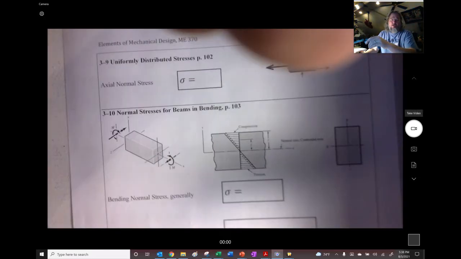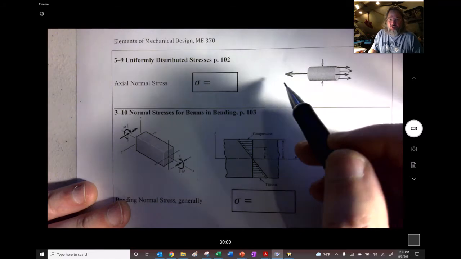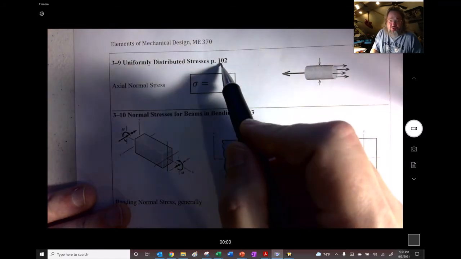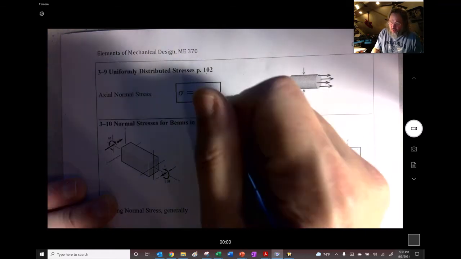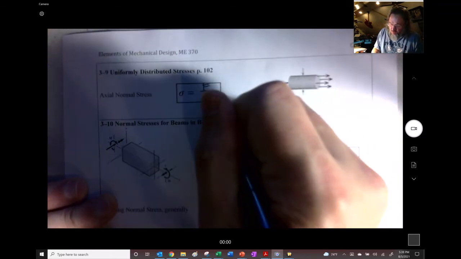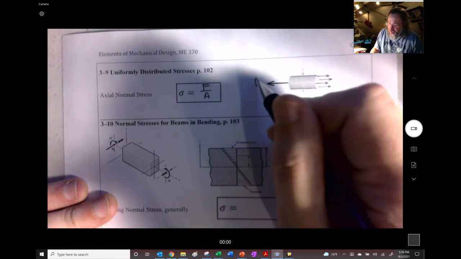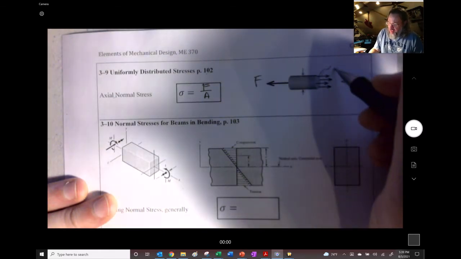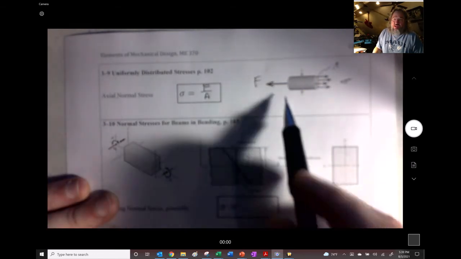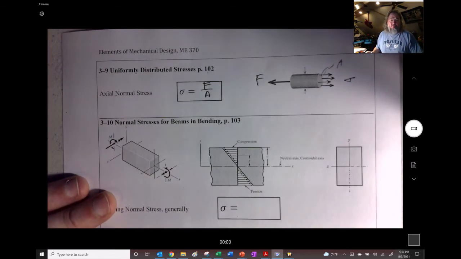Here is uniformly distributed stresses, is how Shigley brings it out. This might not be the page number anymore, depending on what edition you have. But we remember that we said this was F over A. Axial normal stress, right? Just F, and then there's your stress, and we're assuming that it's normally distributed across the entire cross section.